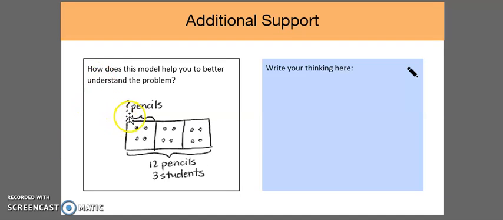Okay, so in this example, how does this model help you better understand the problem? So here, when we have the 12 pencils, we were able to put in each of the values here. So I want you to pause the video and think about how you would answer this question and show us your thinking. Okay, we're going to move on.